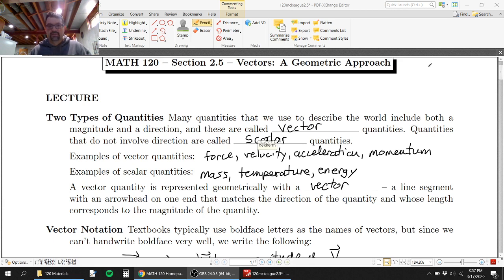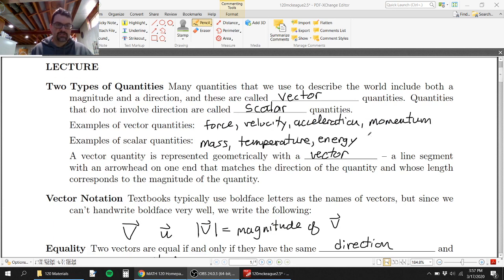So I started filling in some things here already, and we already went over this in class too. We're talking about vectors, and quantities in this world can be put into two groups, ones that involve direction and ones that don't. A vector quantity is something that involves a direction, like force and velocity and acceleration and momentum. Whereas with mass, temperature, and energy, you don't talk about what direction the temperature is pointing.